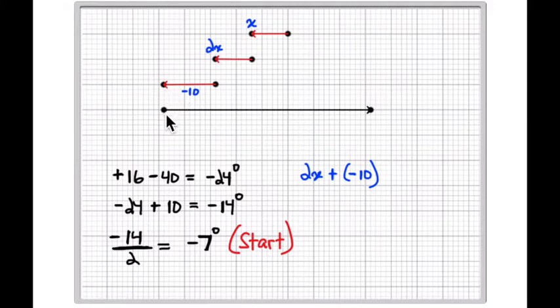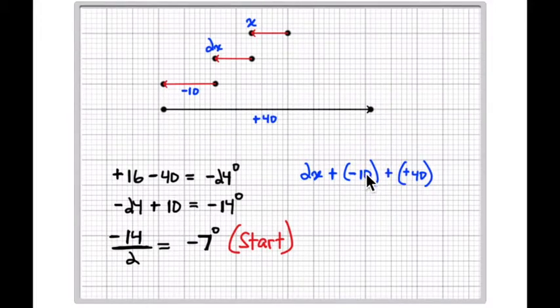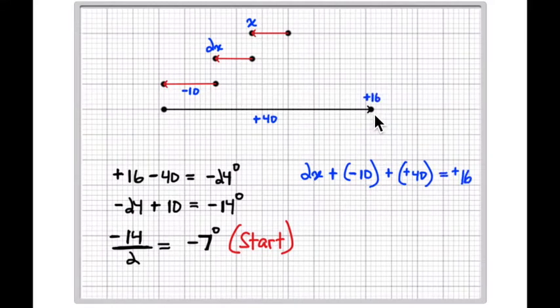And then from this point, add a positive 40 degrees. I'm going to add a positive 40 degrees. And where do you end up? Right here. That number we know. That number is positive 16 degrees.